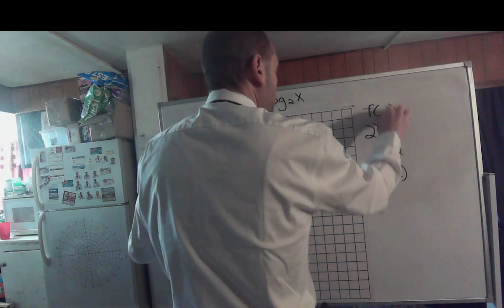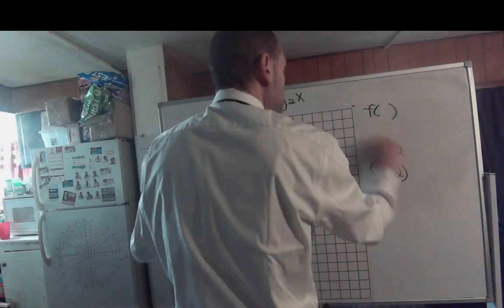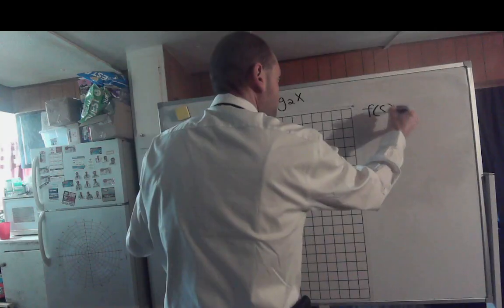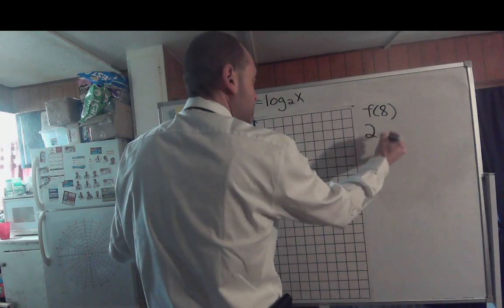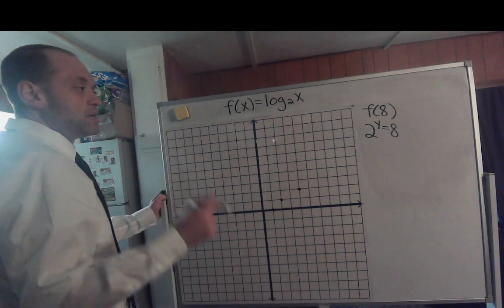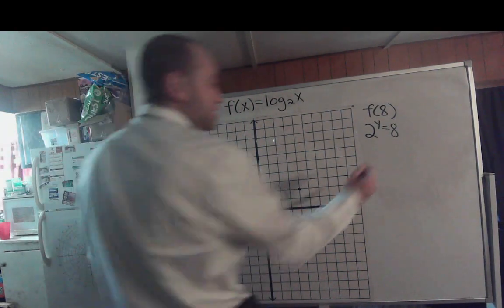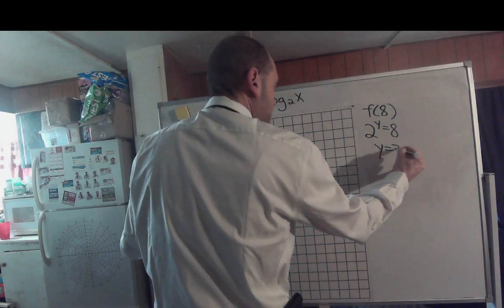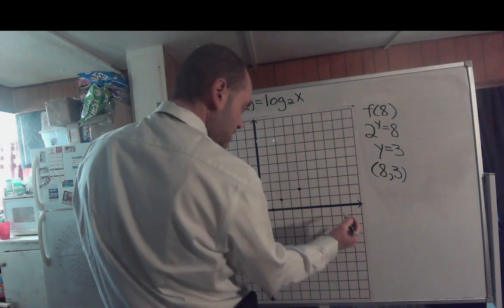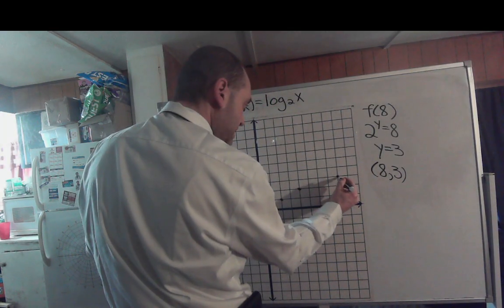Let's do one more. Let's do f of 8. Let's pick 8 for my x. F of 8, so that means 2 to the y equals 8. 2 to what power equals 8? That'd be 3, right? So y would equal 3. So I'd end up getting the point 8, 3. So that's going to be plotted right there.